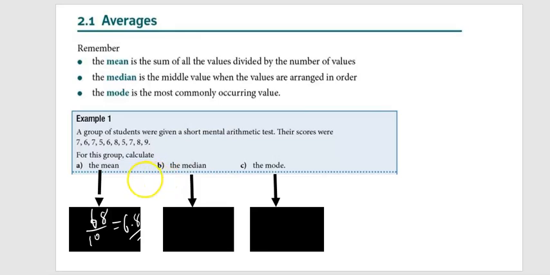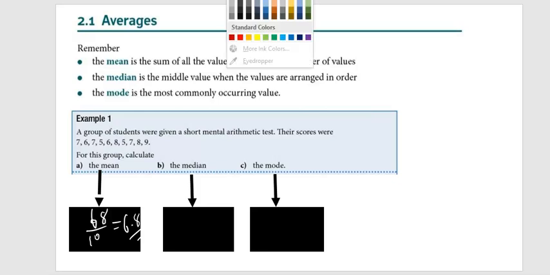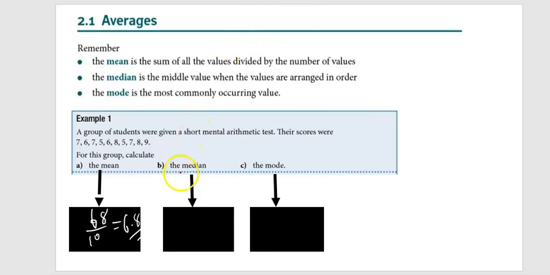Look at the median. In order for us to find the median, let's rearrange the values in order. If we put them in order, the lowest value is going to be 5. So 5 is twice, 5, 5. 6, 6, this is twice, and 7 is 3 times. 8 is also twice, and then 9.